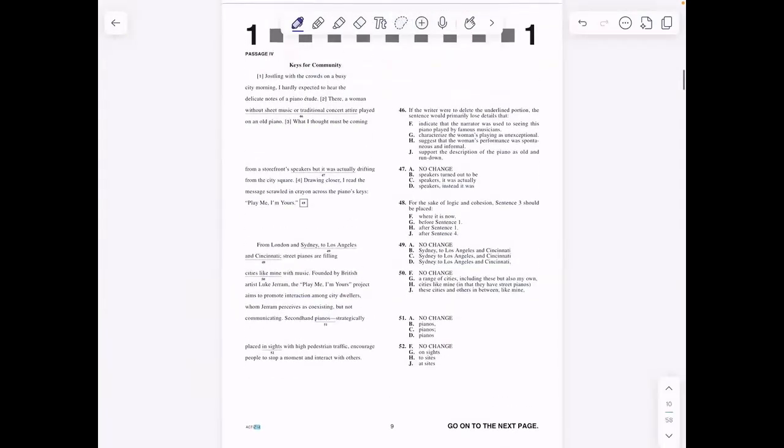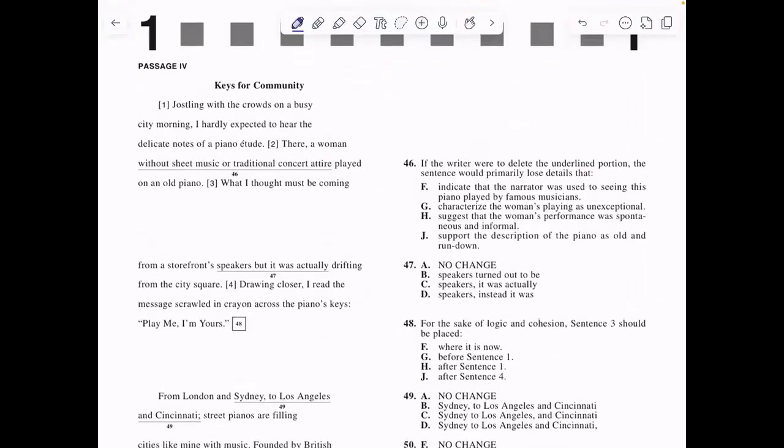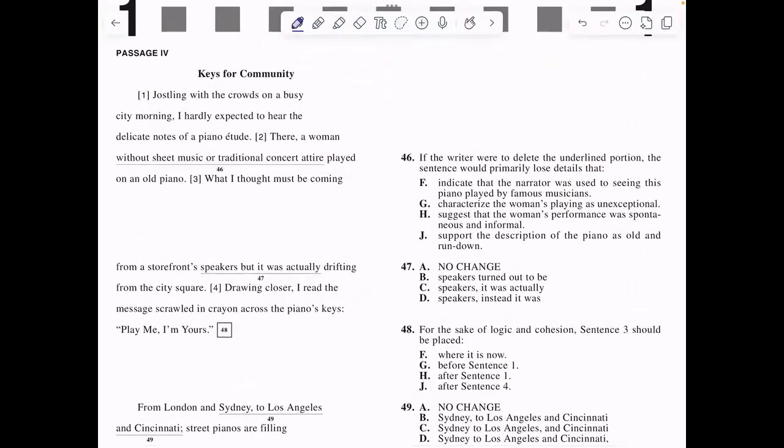Okay, next passage. Here we go. We got two more. Keys for community. If the writer were to delete the interlaid portion, the sentence would lose details that what? There, a woman without sheet music or traditional concert attire played on an old piano. So this tells us what's missing. She's playing a piano, not dressed up. They're in the crowd. She doesn't have any music in front of her. I would go H. It wasn't planned. She didn't have sheet music. She wasn't dressed for it. She literally just sat down at a piano in public and started playing.